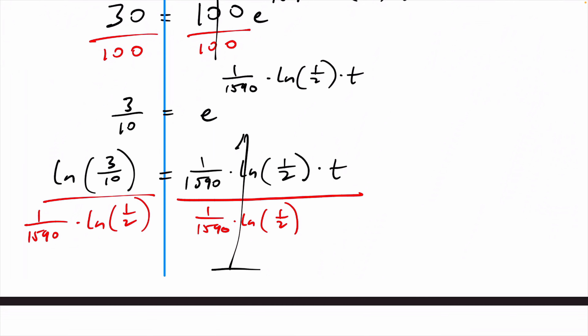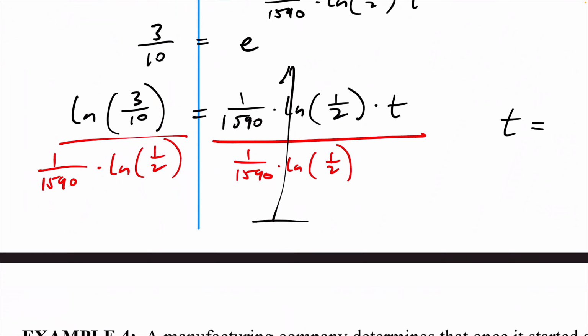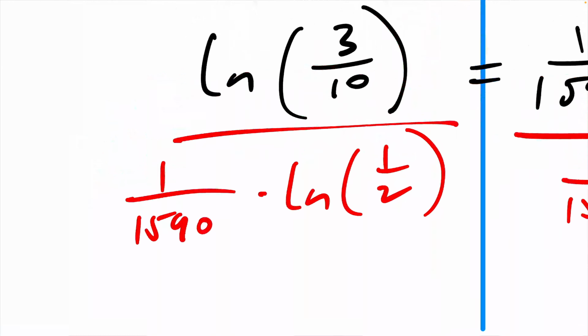So you're going to go to your calculator and calculate that. Make it look exactly like that in your calculator: natural log of 3/10. The calculator can handle it. It's going to be a decimal.